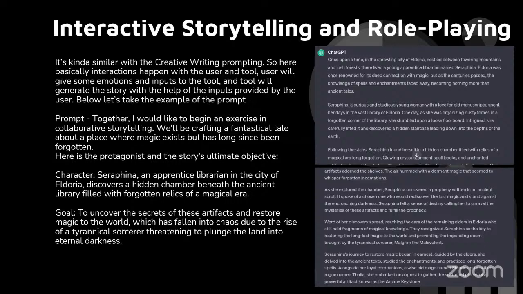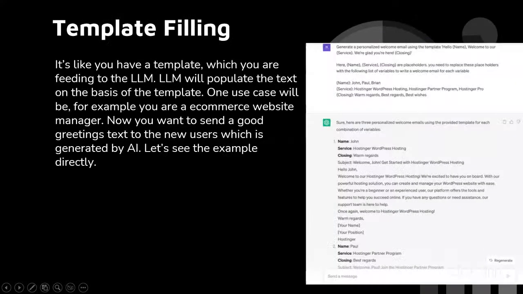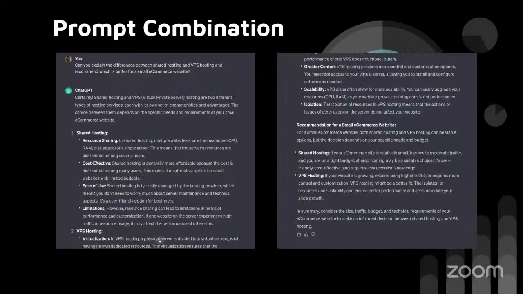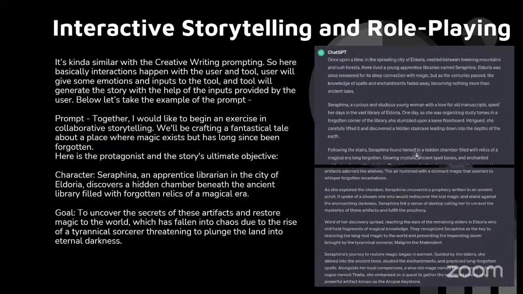Okay, so now over here on the right side, you can see the prompt was: Together, I would like to begin an exercise. This is the prompt, then the character and the goal. It's all three parts I have told. And now, with the help of these three, you can see it's giving us a whole storytelling. It's giving us a whole story on the basis of three things: prompt, character, and goal.